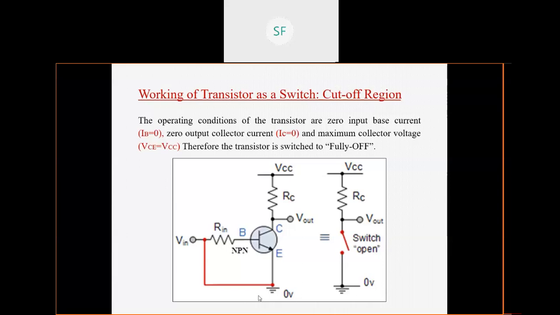So in cutoff region, the value of VCE equals VCC, or the state of the transistor will be fully off. Now we will see how it is happening actually in the circuit by using this particular circuit. If you observe this circuit, this is nothing but a simple common emitter configuration circuit, very simple, na. Potential divider biasing is not even used in this, so that's why I am calling it a very simple circuit. But the emitter is common to both input side as well as output side, so that's why it is called common emitter configuration.